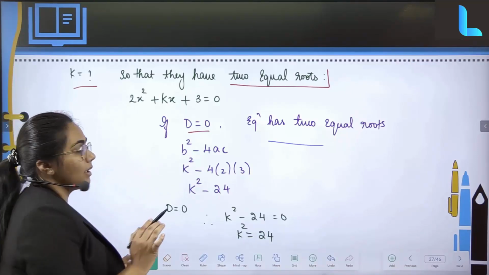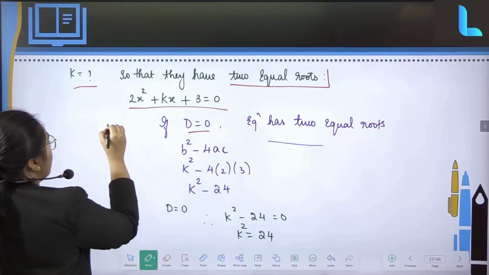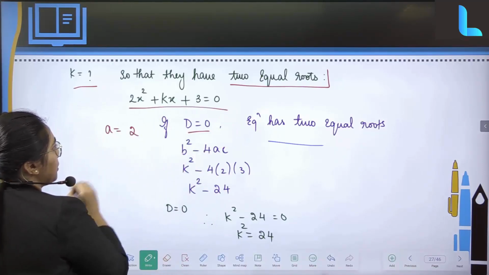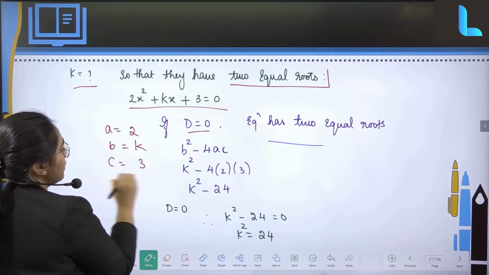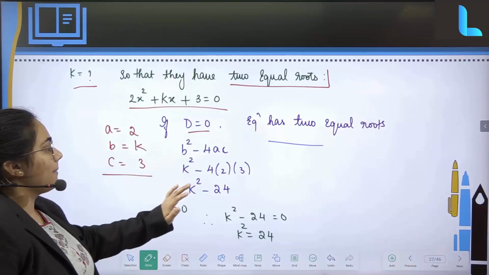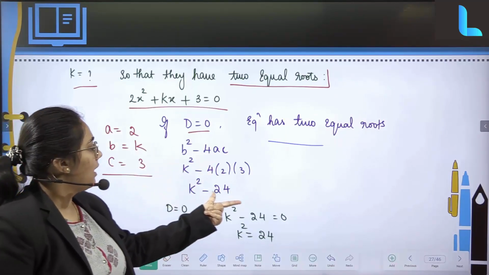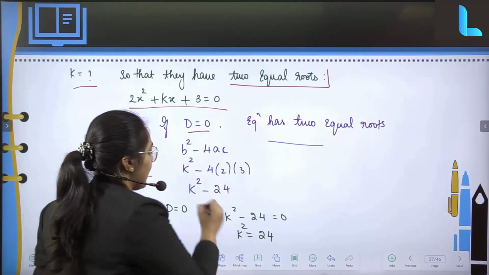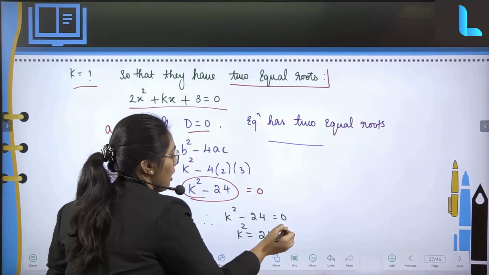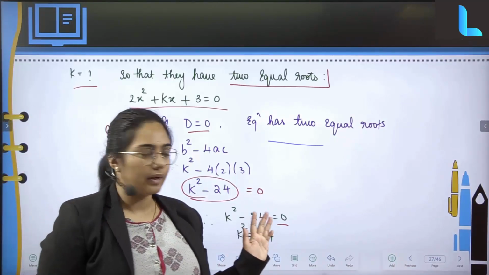So the discriminant is b square minus 4ac. From this given equation, the value of a is going to be equal to 2, b is k, and c is going to be equal to 3. Right. So now b square minus 4ac, just substituting the values, I'll be getting k square minus 24. So this has to be equated with 0. When I equate it with 0, I will be getting k square is equal to 24.